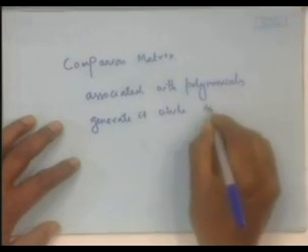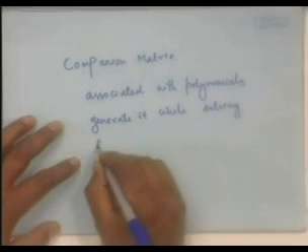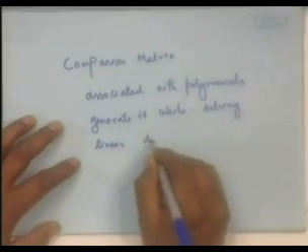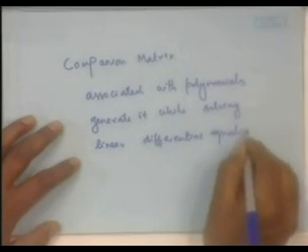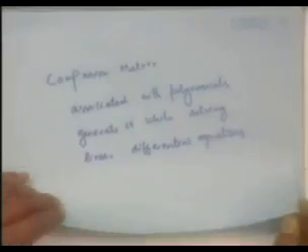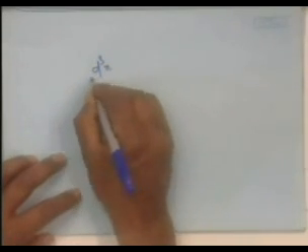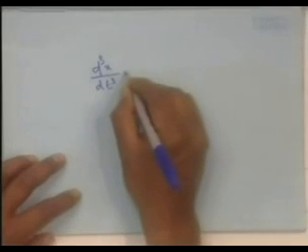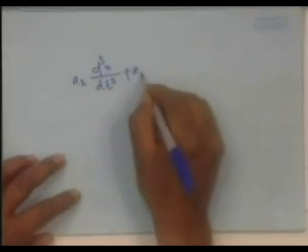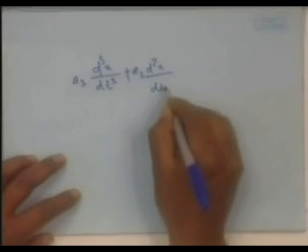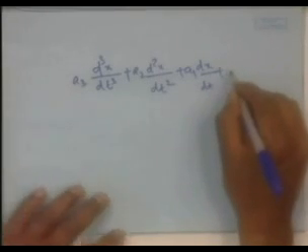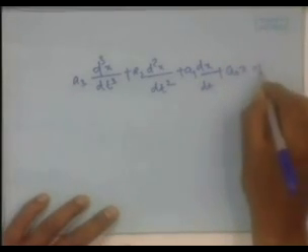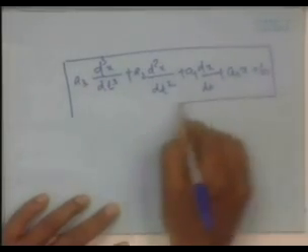While solving linear differential equations, I shall tell you about the linear differential equation. Suppose I have an equation like this: a3 d cube x by dt cube plus a2 d square x by dt square plus a1 dx by dt plus a0 x is equal to b. Suppose this is my linear differential equation.